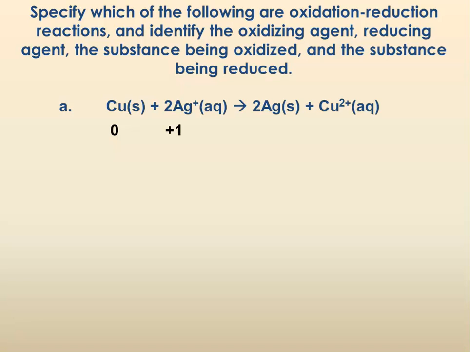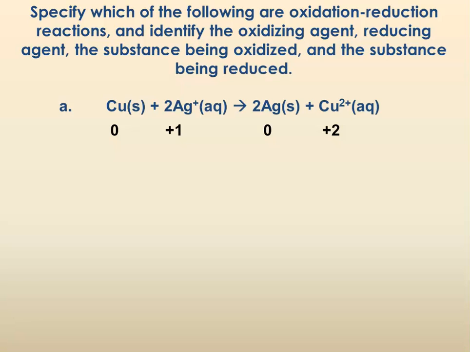But silver, being an ion from the periodic table, is going to have a charge of +1. Over on the right side of the equation, we have silver without a charge, so that's a neutral element with an oxidation number of 0. And copper is now in its ion form. It has a charge of +2, so its oxidation number is +2.